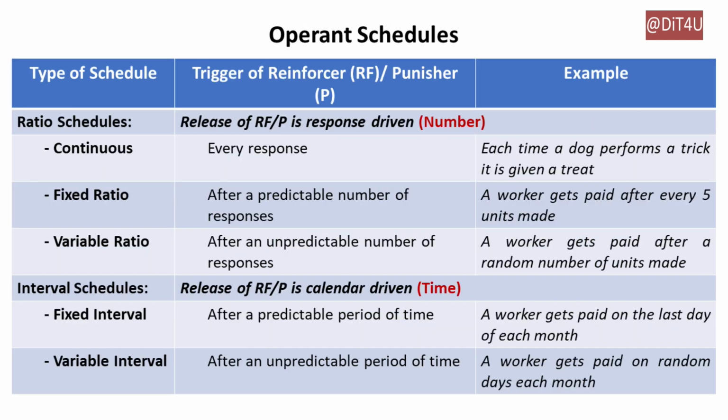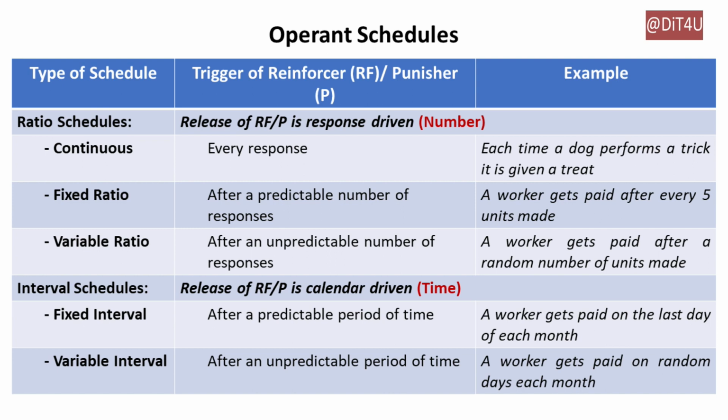Ratio schedules, examples. Continuous, every response. Each time a dog performs a trick, it is given a treat. Continuous. It is not after a number of responses, it is not time related. Fixed ratio, after a predictable number of responses. So a worker gets paid after every 5 units are made. Sales executives, if you sell 5 units, you will get a bonus. That's an example of fixed ratio.